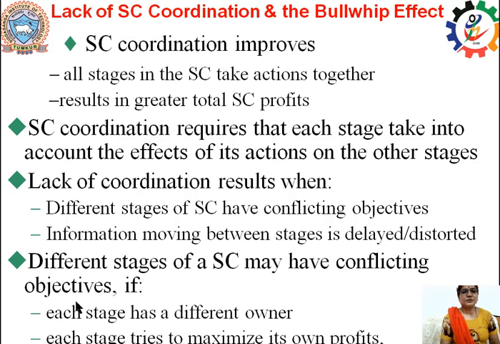Why will these conflicting objectives develop between the different stages? Because each stage has a different owner. As we already know, supply chain consists of customer, retailer, wholesaler, manufacturer and supplier majorly. At each stage, think that there are a number of players. All these players are different owners actually. So if each one thinks locally about their own objectives, there is a possibility that it will have a negative impact and total supply chain profitability will reduce.